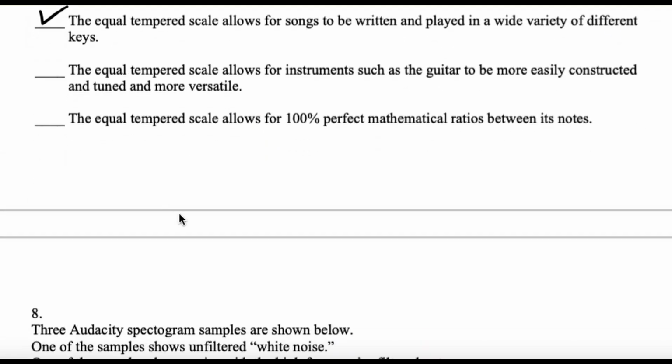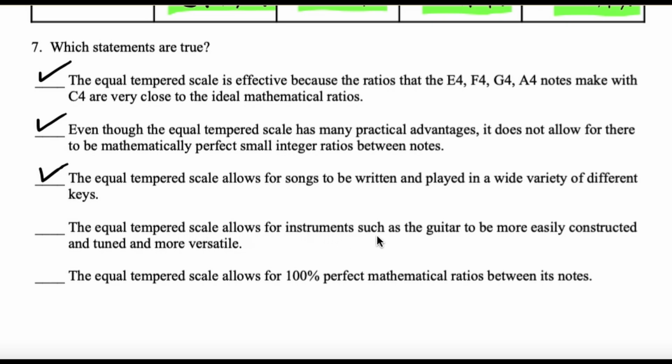Okay, so the equal tempered scale allows for instruments such as guitar to be more easily constructed and tuned and more versatile. Totally true. The equal tempered scale allows for 100% perfection between notes. That is not true.